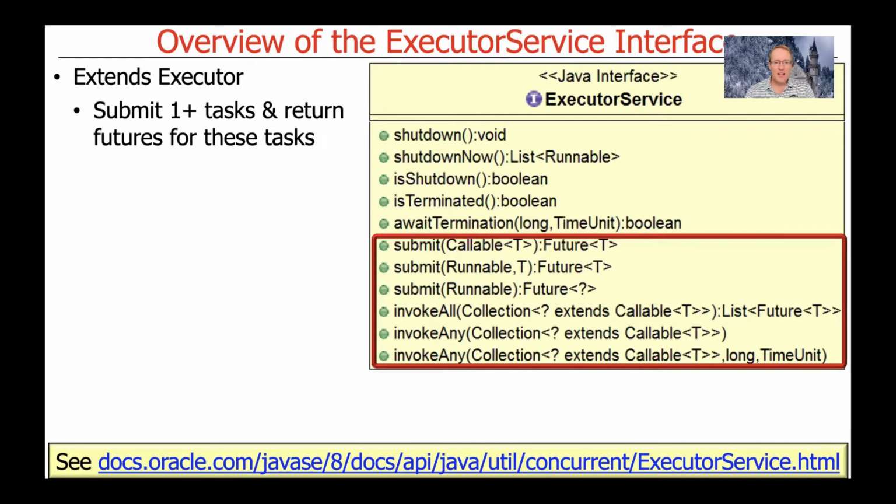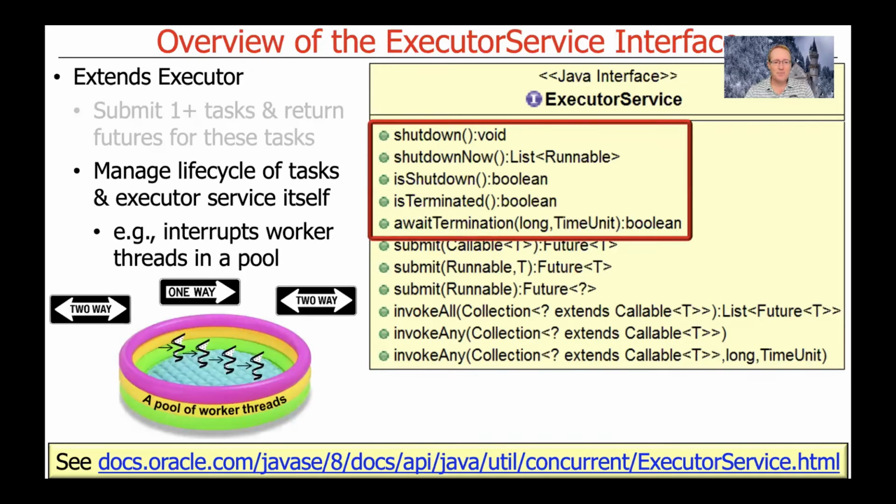Some of the methods in the Executor Service interface can be used to submit one or more tasks and return something called a future for these tasks. And we'll talk quite a bit more later about what a future is, but for the time being, you can think of a future as essentially a proxy to the result of a computation that runs concurrently and/or asynchronously in the background.